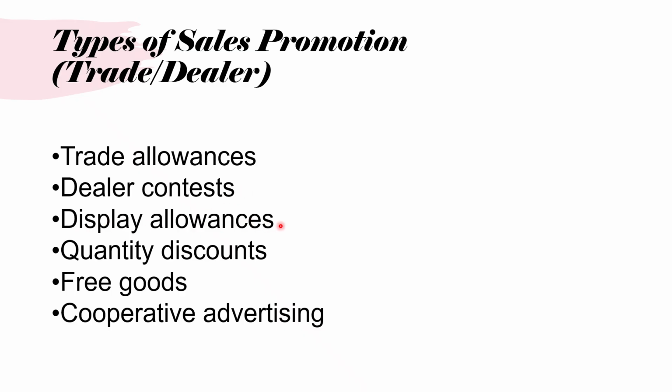Then we have display allowances. Retailers are paid for special displays, like Coca-Cola pays Kirana stores for a branded fridge. Then there are quantity discounts, which talk about extra products for bulk purchase. Like if you buy 10 cartons of Pepsi, you get 1 extra free. Then there are free goods, where retailers receive free stock as incentives, like HUL gives free sachets with larger orders.